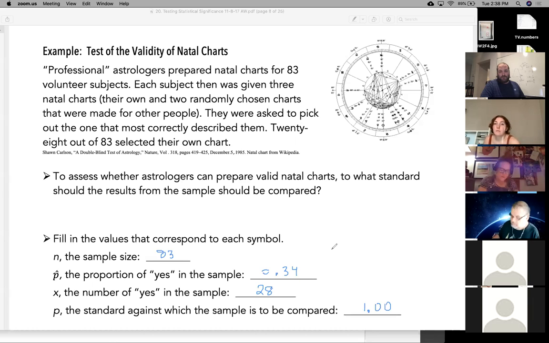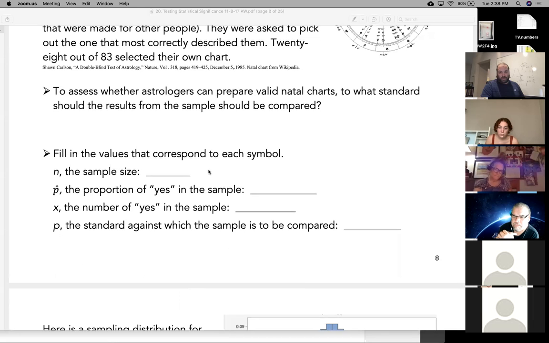Where did you get the 34% again? I divided, go ahead, David. Divided 28 by 83. And you get 0.337, round off to the nearest hundredth. Right. Thank you. You're welcome. Well, he can say you're welcome.